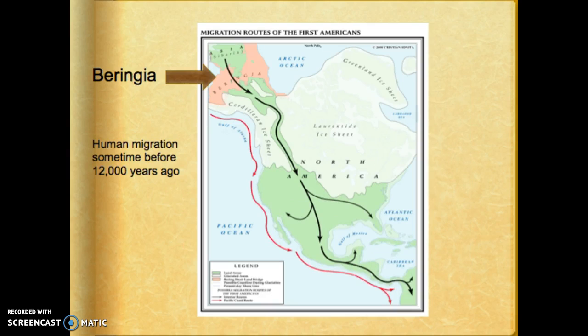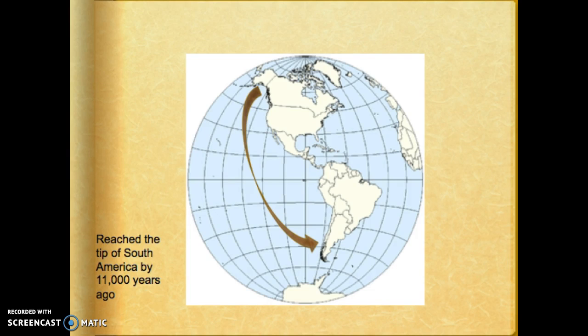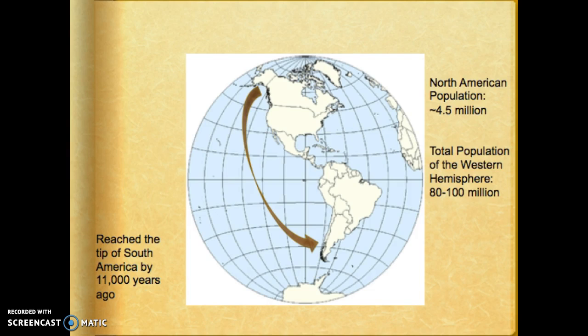Thus, the theory is that Asian peoples migrated across Beringia from Asia to North America sometime before 12,000 years ago. They kept moving, and in fact, some argue that they reached the tip of South America by 11,000 years ago. From then on, they continued to expand their populations. In fact, it is theorized that the total population of the Western Hemisphere was between 80 million and 100 million on the eve of contact with Europe. The population of North America alone was thought to be about 4.5 million people.